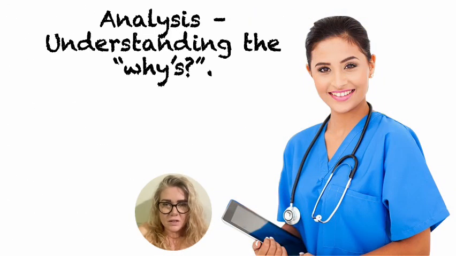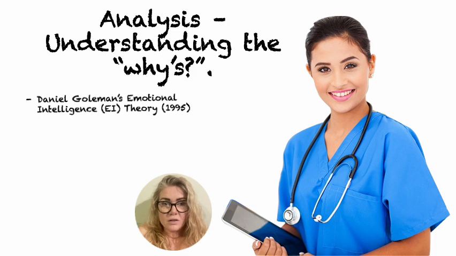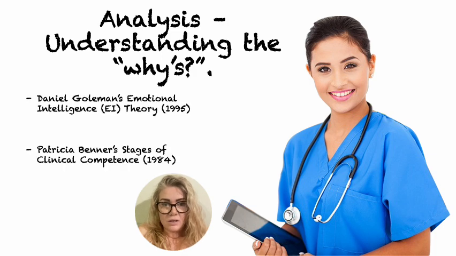Analysis. Understanding the whys. This step of Gibbs' reflective cycle involves a deeper analysis to understand why the situation occurred, linking it to nursing theories. The nurse's behaviour can be viewed through the lens of emotional intelligence and professional development. Ingham Bromfield, 2020. Emotional intelligence, particularly self-awareness and self-regulation, was lacking in this case.